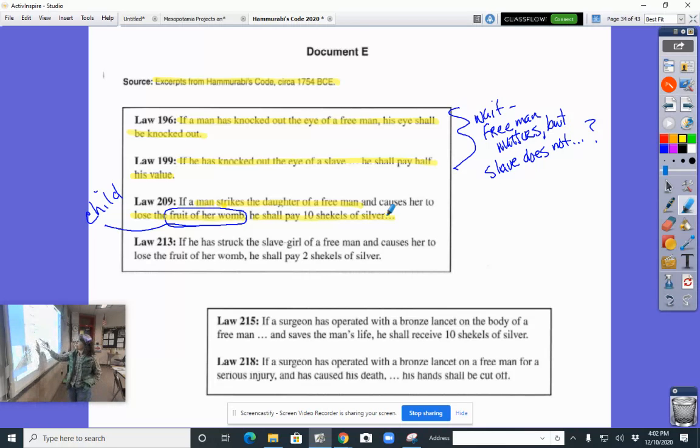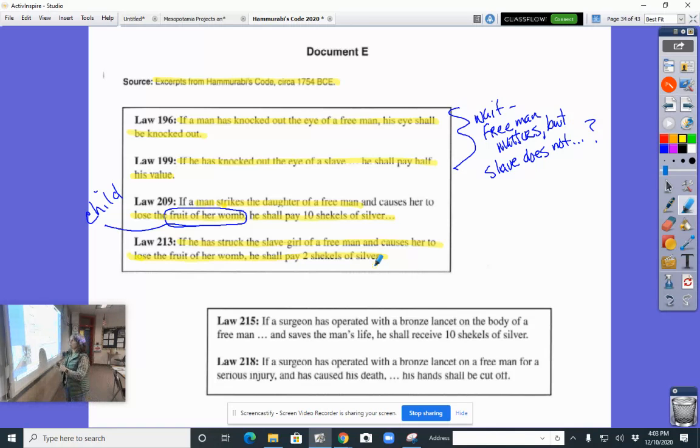And the next law, Law 213, if he has struck the slave girl of a free man and causes her to lose the fruit of her womb, he shall pay 2 shekels of silver. What? So if he has struck the slave girl of a free man, causes her to lose her child, he shall pay 2 shekels of silver. So again, a lot is going on here. Again, who is the victim? And who's he paying the money to? This man. So if the man strikes the daughter of a free man and she loses her child, that's worth 10 shekels, but a slave child is worth 2 shekels.